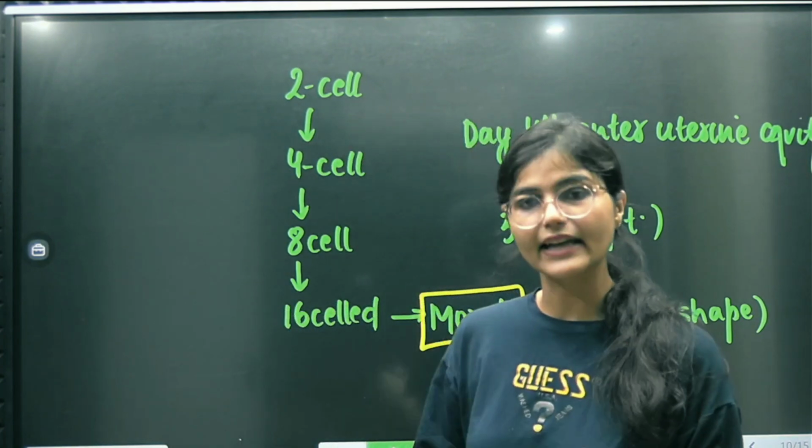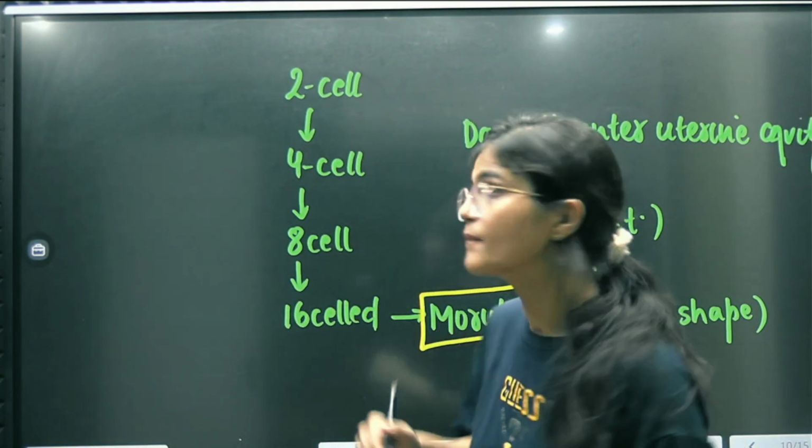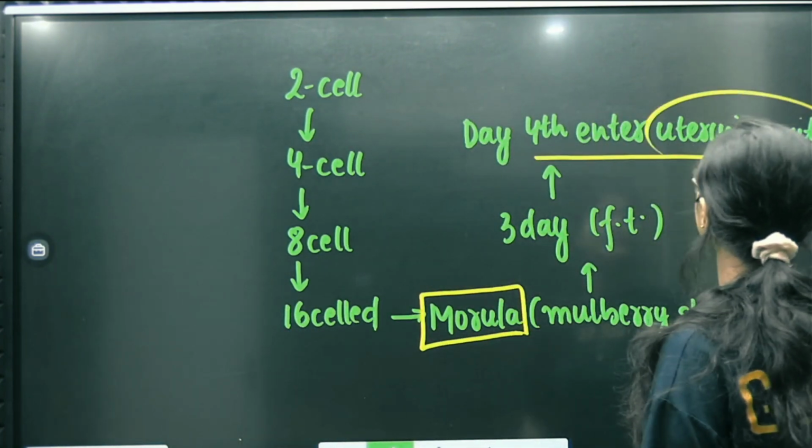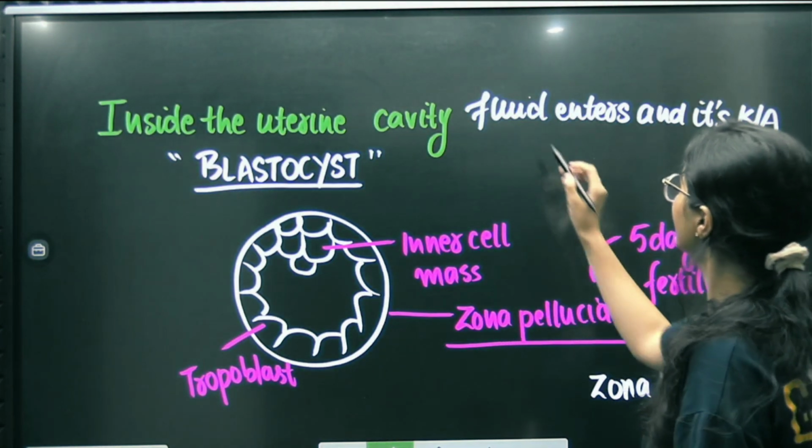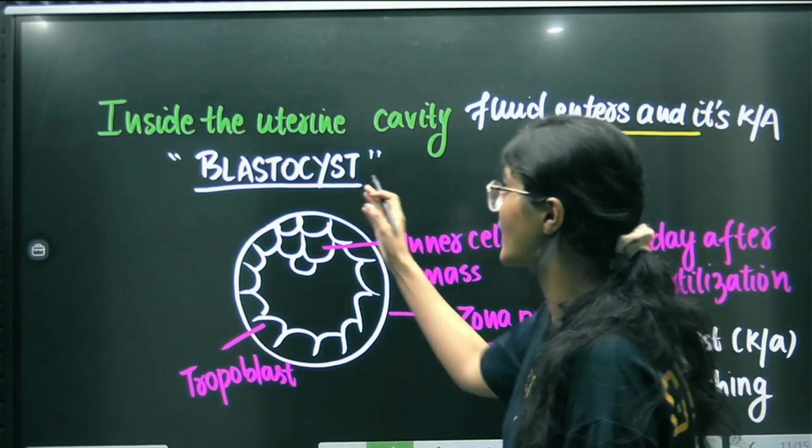For 3 days it will stay inside the fallopian tube, and on the 4th day it will move to the uterine cavity. Then what happens? Inside the uterine cavity, fluid enters and it is known as the blastocyst.